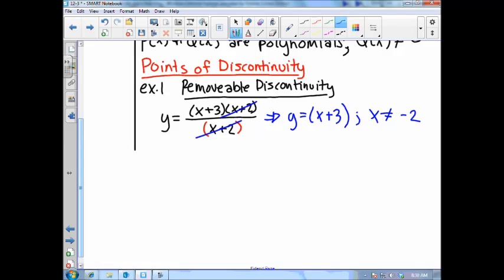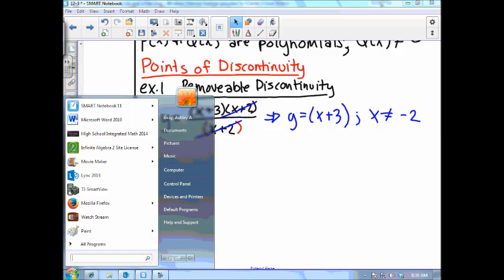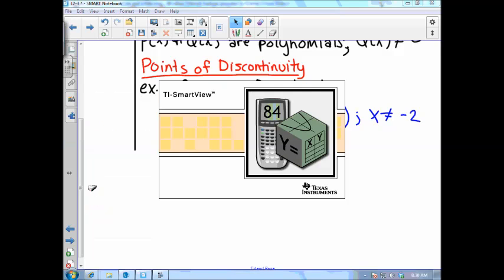If you don't have a calculator, hurry and come up and get a calculator, because I'd like everyone to graph these. Take a look at them.